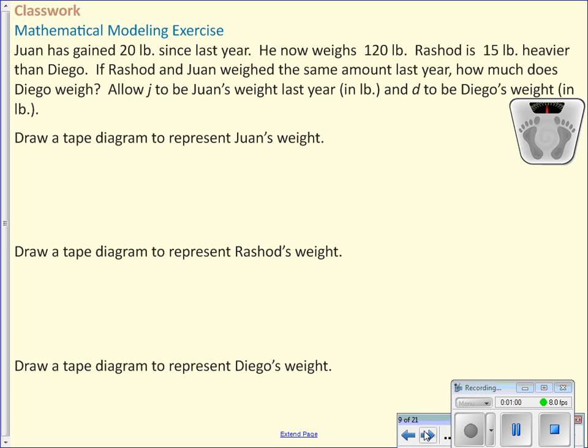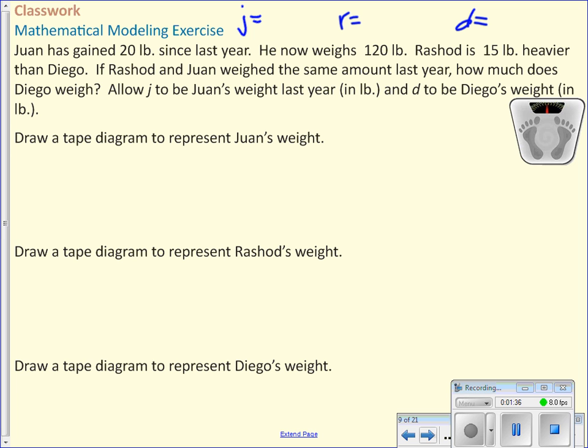All right, so our friend Juan gained 20 pounds since last year. He now weighs 120 pounds. Rashad is 15 pounds heavier than Diego. All right, so I already see some crunched eyebrows. So Juan, and then we have Rashad, and then we have our friend Diego. If Rashad and Juan weighed the same amount last year, how much does Diego weigh?